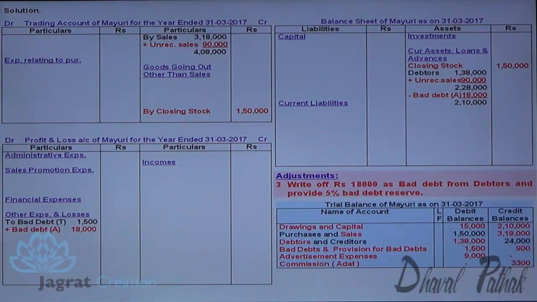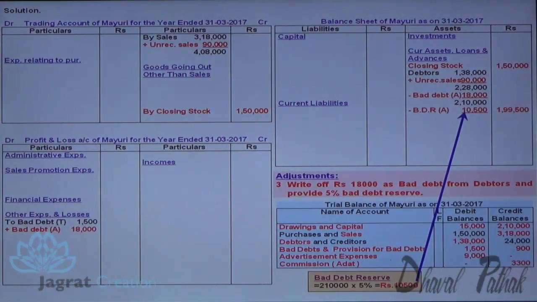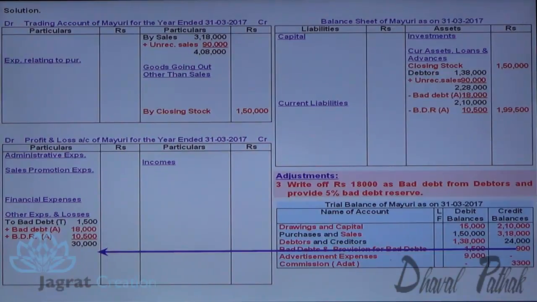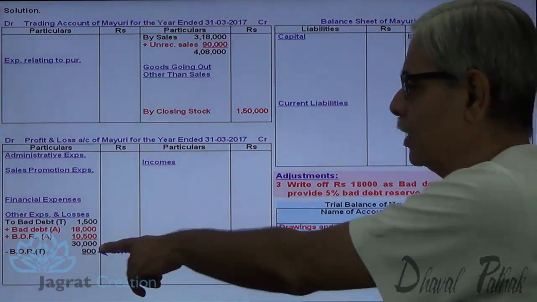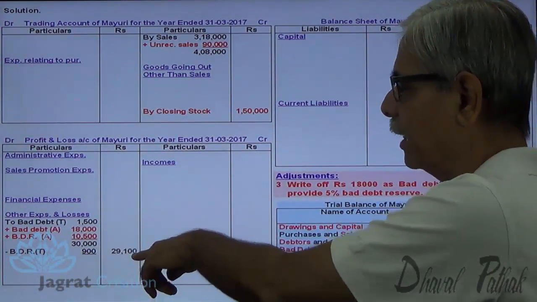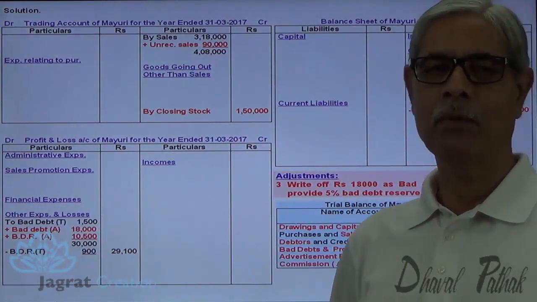Now I am required to provide for bad debt at 5%. So 10,000 into 5%, 10,500 is the provision for loss required. So 10,500 is the provision for loss required. That also I write on the debit side. Minus provision already existing 900 is to be deducted. So the net amount debited is 29,100. Now let me explain.